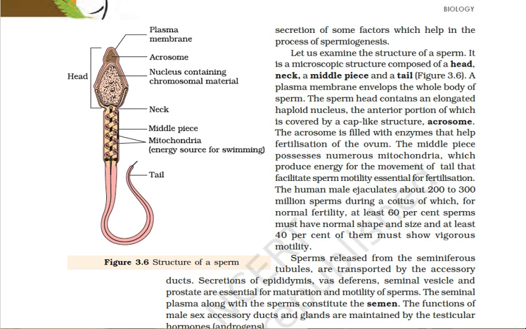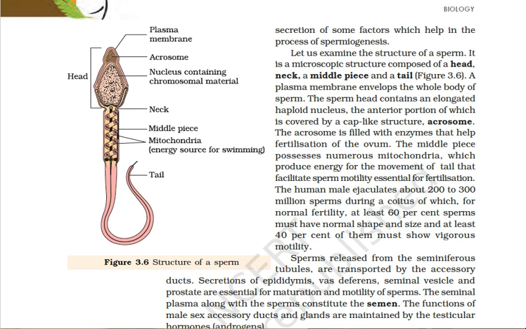Then the neck: just posterior to the head, there is a small constricted neck. It contains two centrioles, one anterior and one posterior. The anterior centriole is called the proximal centriole and the posterior centriole is called the distal centriole. It gives rise to the axile filaments of the sperm, which posteriorly form the tail.